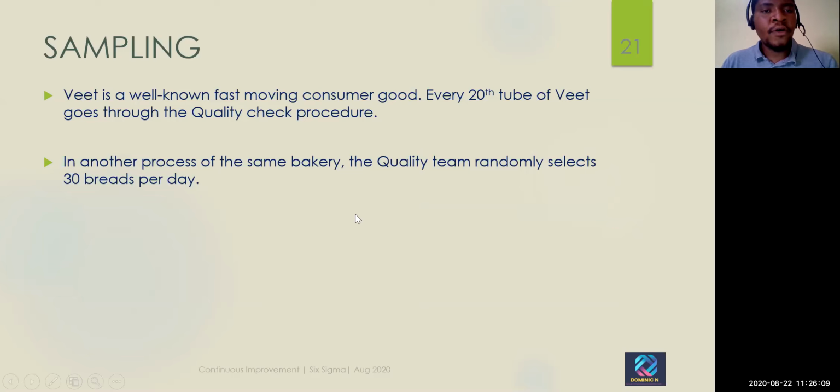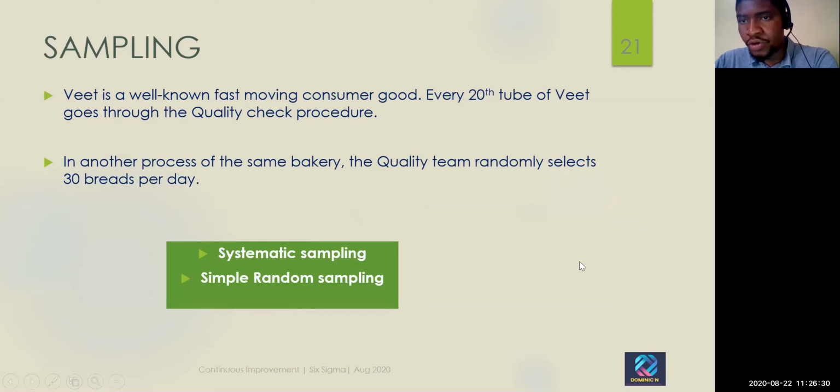For the first one, use systematic sampling, because you are told that every 20th tube that comes out of your filling machine, you need to sample. The second one says just randomly pick 30 breads in 1 day, so you just use simple random sampling. So the first one is systematic, and the second one you need to randomly sample.